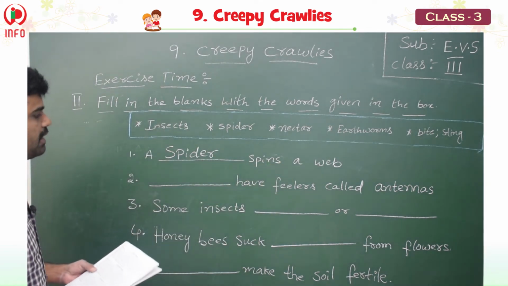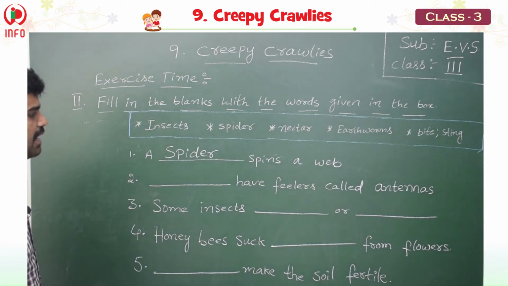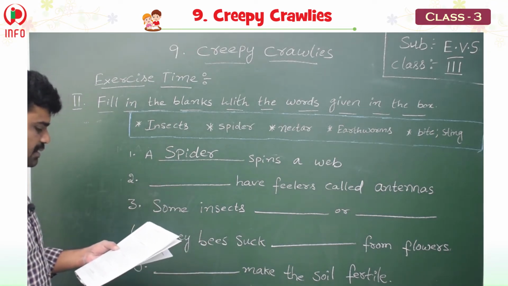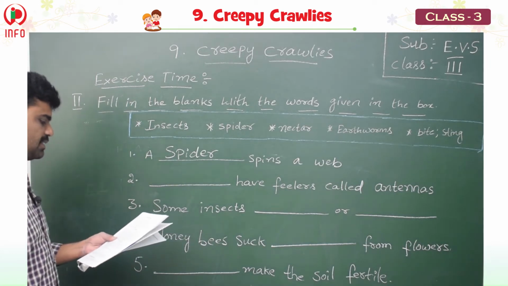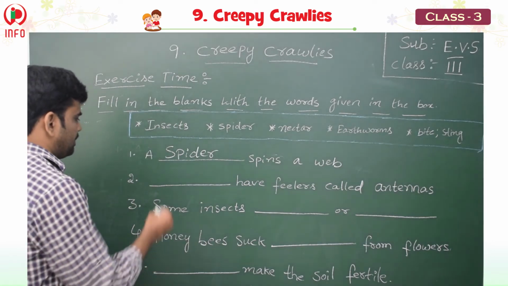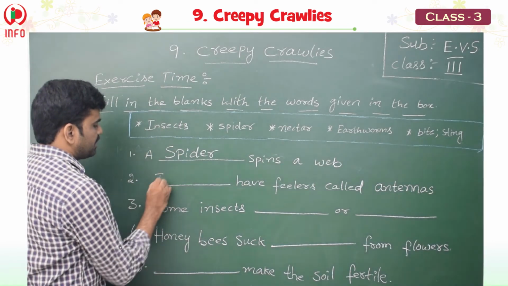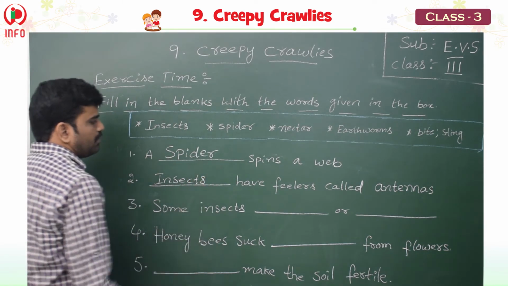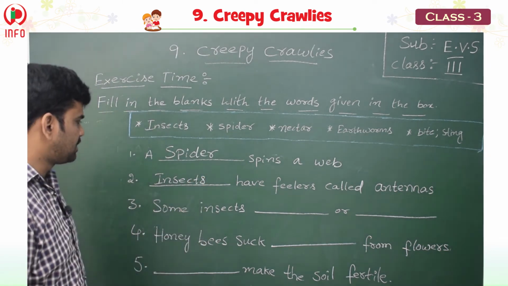Second one, dash have feelers called antennas. Okay. So, which one have feelers? Yes. Insects. Okay. Insects have feelers called antennas.